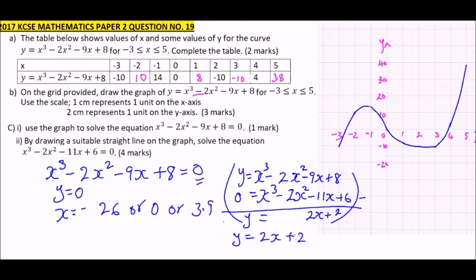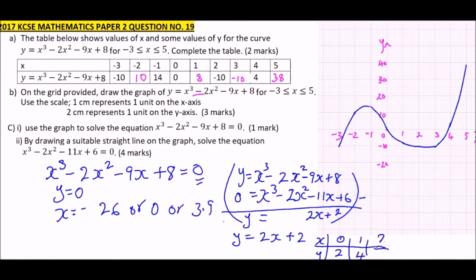Now this is a linear graph, so we are going to make a table here with 3 points. We have x and we have y. So when x is 0, y is 2. When x is 1, y is 4.